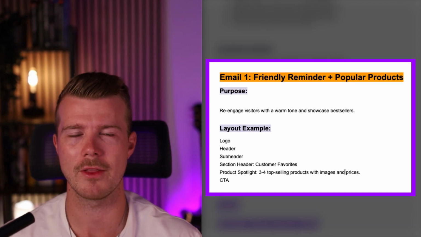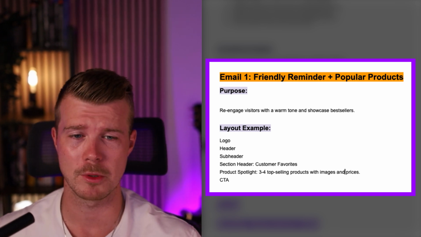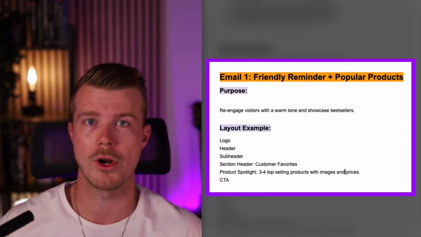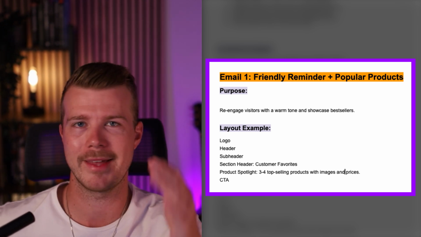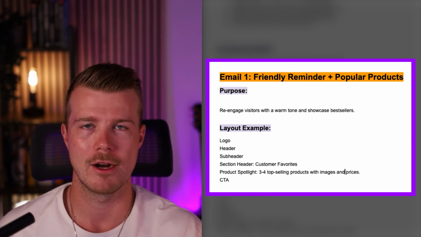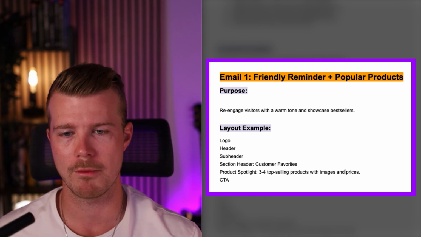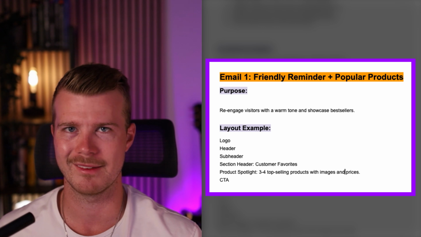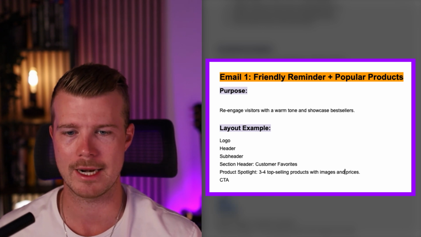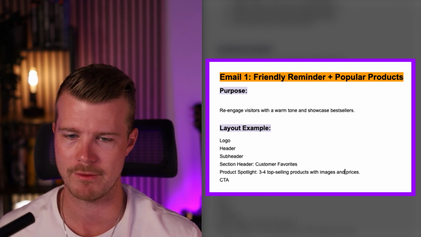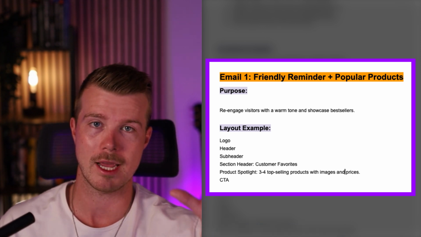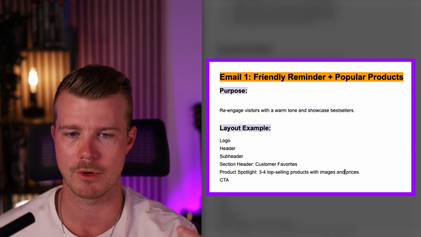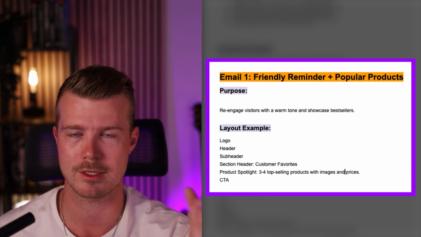Okay, so the first email that we're going to have in the site abandonment flow is going to be a friendly reminder and just like popular products. Really, these people, depending on if they've purchased before or not, they're probably not super high intent if they haven't hit a product page, or they haven't added to cart or anything like that. So what we want to do is just re-engage them and showcase some best sellers and see if they're actually interested. Usually a layout that we might use here is just like logo, header, subheader, and then a section header with some customer favorites, and then a product spotlight. Now you can use a dynamic collection here. This works really well if you have products that are constantly rotating, or if you have the same products, you can also use that here too.